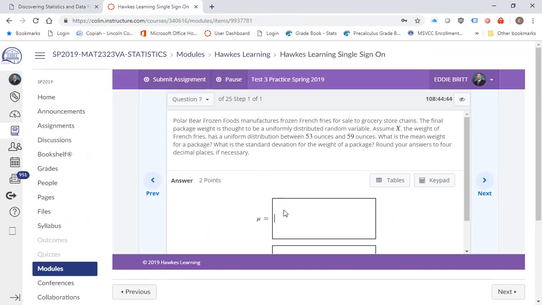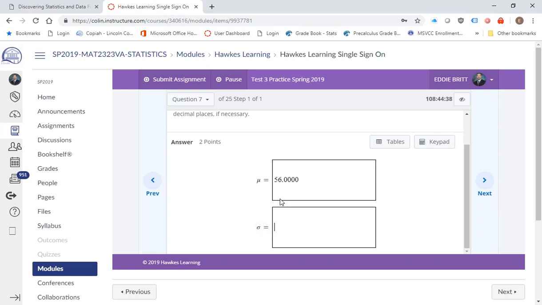So the first one is 56. And the second one was 1.7321.